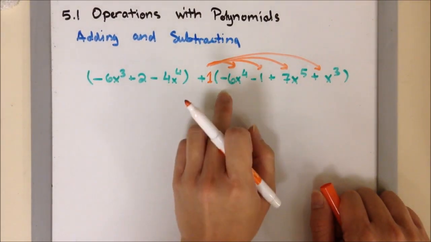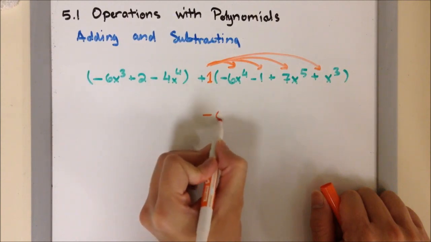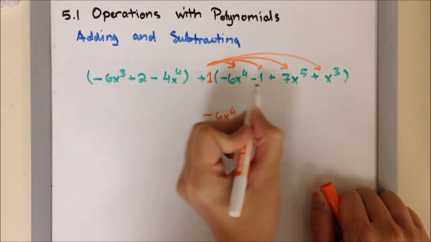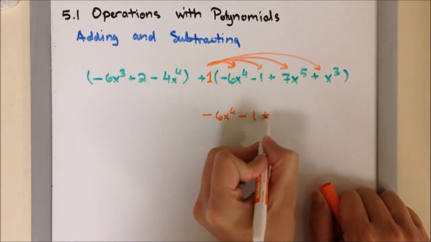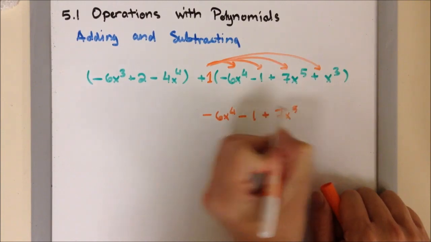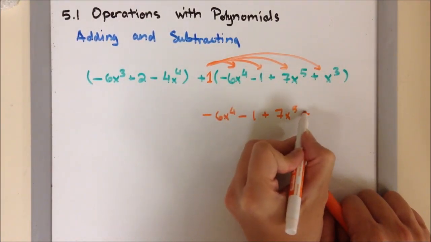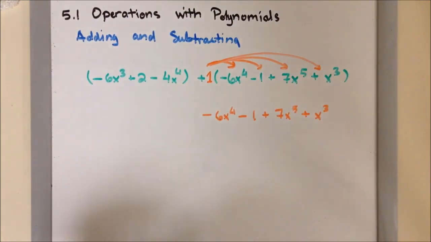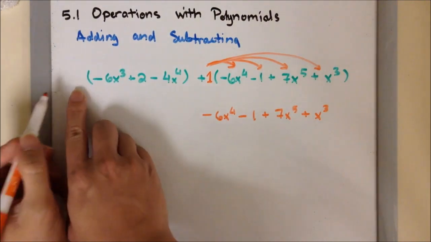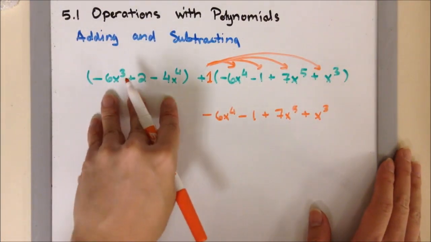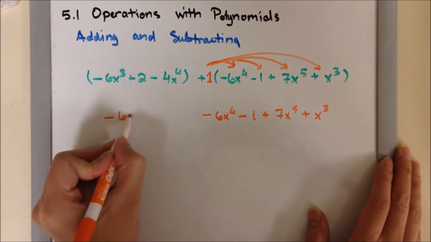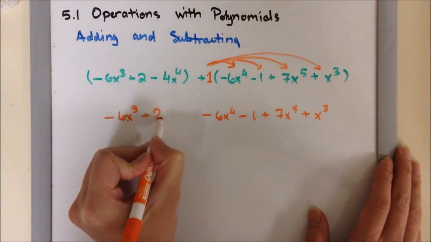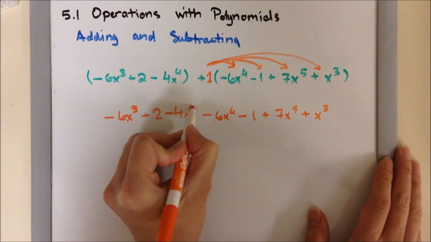So positive 1 times negative 6x to the fourth, negative 6x to the fourth. Positive 1 times negative 1, so negative 1. Positive 1 times positive 7x to the fifth, so positive 7x to the fifth. Positive 1 times positive x to the third, so positive x to the third. Then on the first set right here, there was nothing outside of parentheses except for that invisible 1, so that means that I'm going to bring down the inside and let go of the parentheses. So negative 6x to the third plus 2 minus 4x to the fourth.